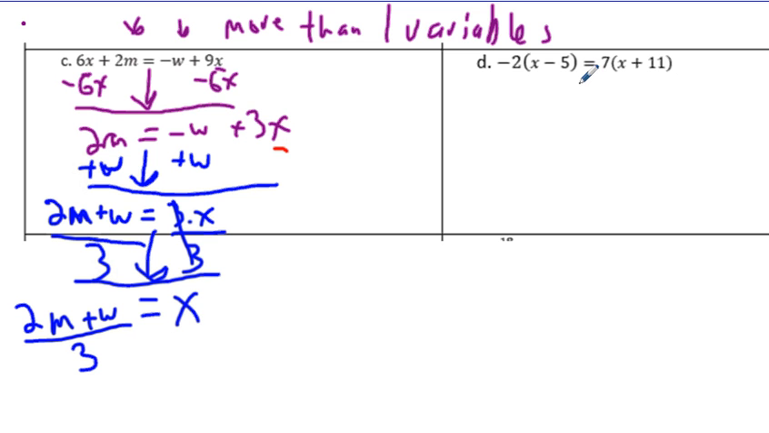Now letter D, unlike letter C, has just one variable, x. So we could solve for x. It's going to give us x equals some number, like a good old-fashioned answer. So before we start using the properties of equality, that is adding and subtracting from both sides, we're going to use the distributive property to simplify it a little bit. We're going to multiply negative 2 by x and get negative 2x, and negative 2 by negative 5, which gives us positive 10. And then when we distribute the 7 into this parentheses, we get 7x plus 77.